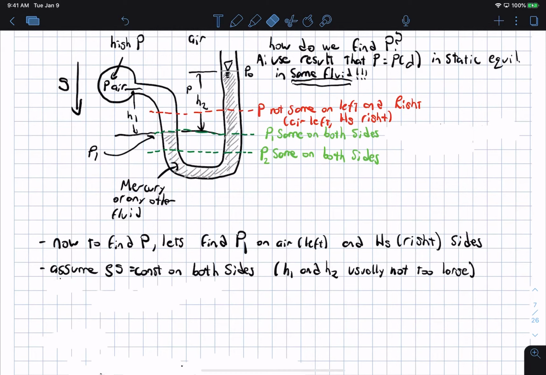So now, first, we are going to assume that rho g is constant in each fluid. So rho g of the mercury is the same and constant on both legs, and rho g of the air or whatever fluid it is, is constant over here. Okay, and H1, even if it's air, H1 and H2 are usually not that large. H1 is the change of elevation between the bulb here and the top of the mercury. And H2 is the distance from the top of the mercury to the bottom of the mercury in the other leg. Okay?